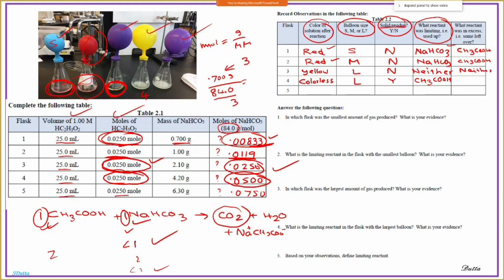And this is going to be NaHCO3. Notice these two columns. The first one says what reagent was limiting. The other column says what reagent was in excess. So these two are opposite. But because this is neither, that has to be neither as well, because both the reagents you added are the same amount, stoichiometric amount, 1 to 1.